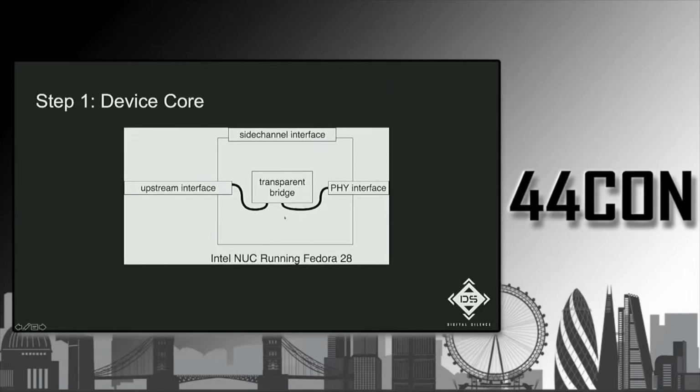Basically, the platform that I used was an Intel NUC running Fedora 28, because Fedora 28 has support for MacSEC, which is pretty cool. You'd want to give it three interfaces: a side channel interface so you can control it, an upstream interface that's connected to the switch, and a PHY interface that's connected to the supplicant. I threw in a transparent bridge there just because it's useful to have, although it's not really going to be applicable in this case, but more on why we have this when we apply this to other things.